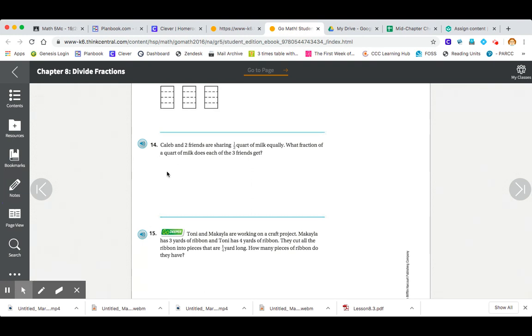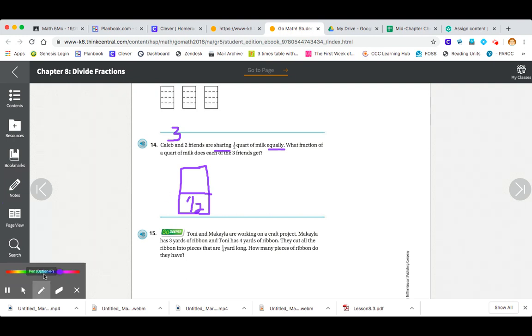Let's take a look at number 14. Caleb and 2 friends. So remember, how many people are we talking about here? We're talking about 3 people. Caleb and 2 friends are sharing half a quart of milk equally. So think about what's happening in real life. They're sharing half of that quart. So if I draw, here's a full quart, but I'm thinking about that half quart that they are sharing. They only have half a quart to share. What fraction of a quart of milk does each of the 3 friends get?